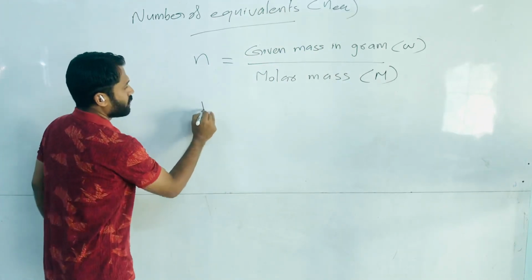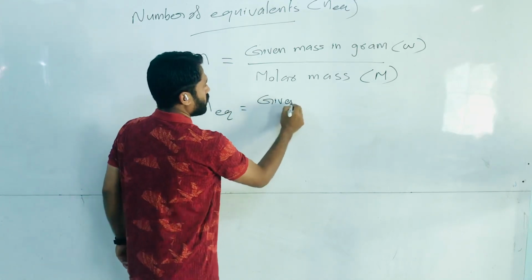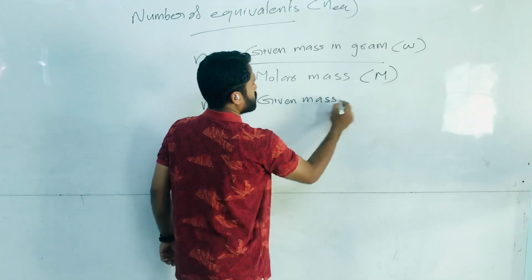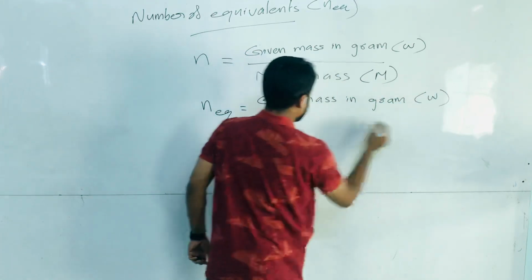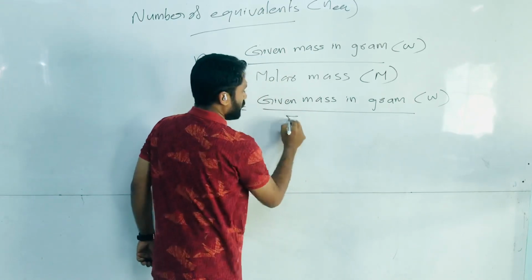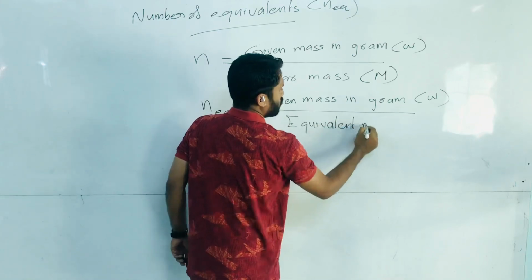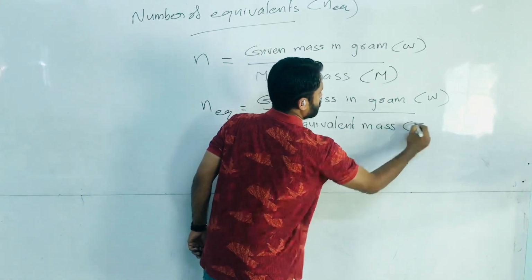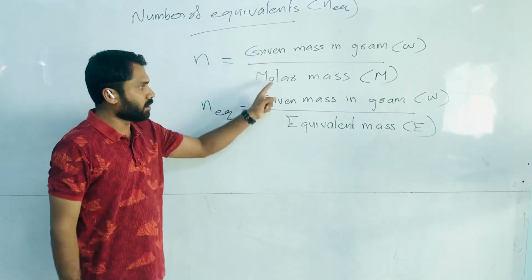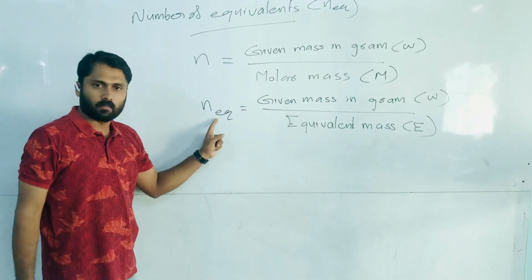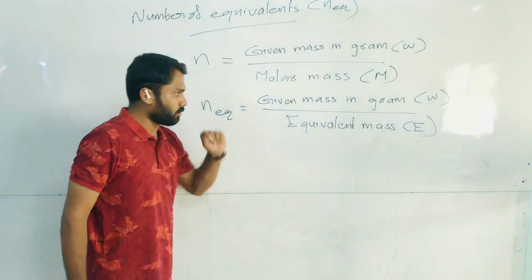Similarly, we can say number of equivalents equals given mass in gram by its equivalent mass. So to calculate number of moles, given mass in gram by molar mass. To calculate number of equivalents, given mass in gram divided by equivalent mass.